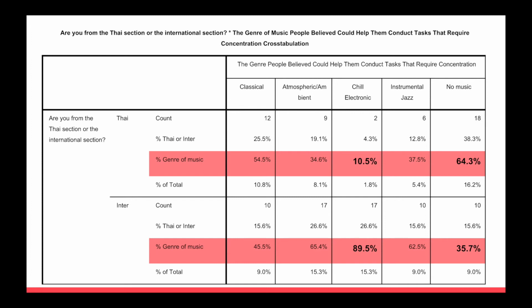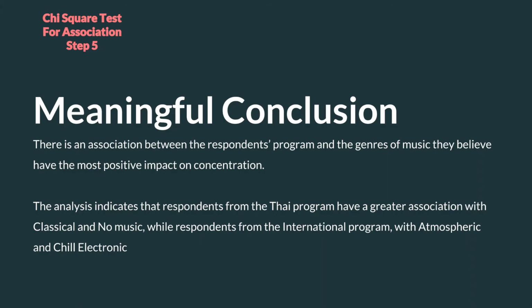On the other hand, 89.5% of the students who picked chill electronic were from the international program. The remaining 10.5% only were from the Thai program. Our meaningful conclusion is that there is an association between programs and genres selected, with a relatively larger percentage of Thai program respondents associating with no music, and a relatively larger percentage of international program respondents associating with chill electronic.